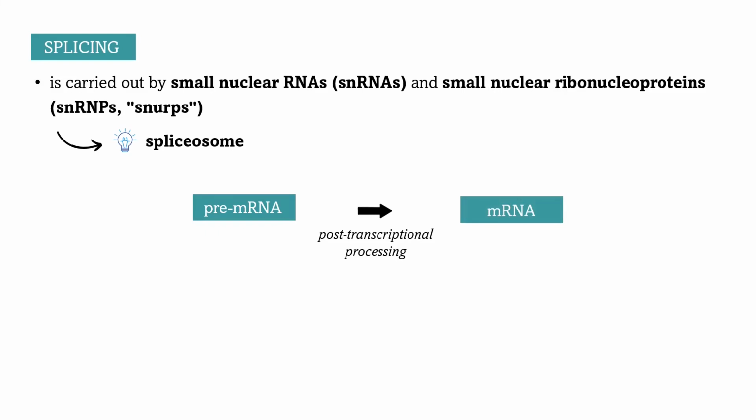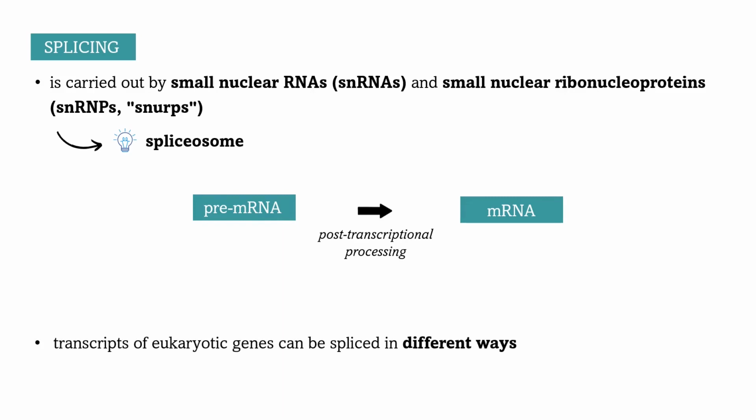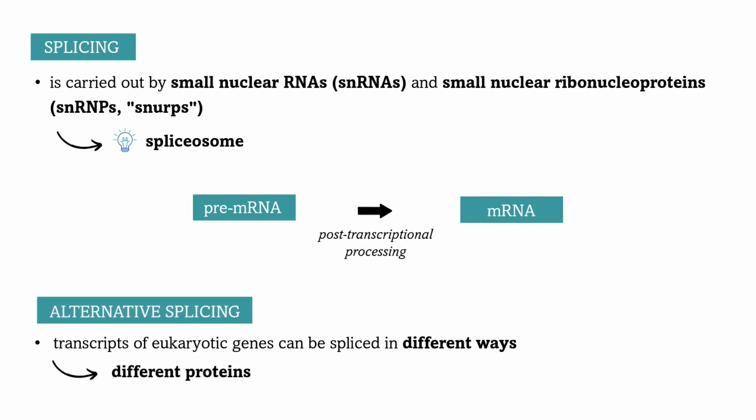What is interesting is that the transcripts of eukaryotic genes can be spliced in many different ways, producing different proteins. And this is called alternative splicing. So again, alternative splicing is that genes can be spliced in different ways, and this is going to produce different proteins. Okay, so now we'll summarize what we've learned today.